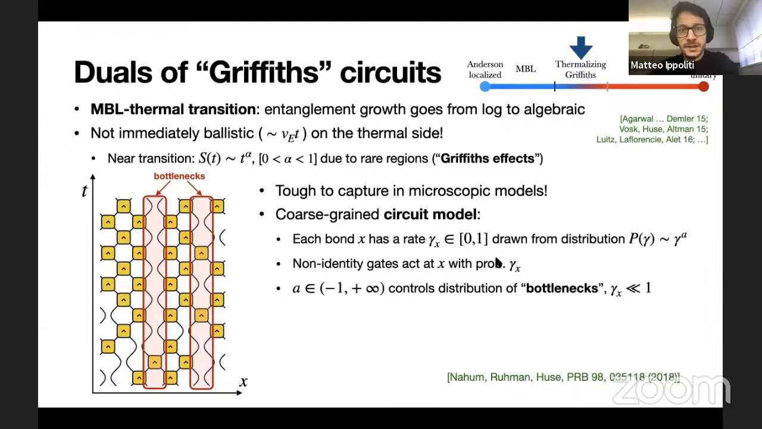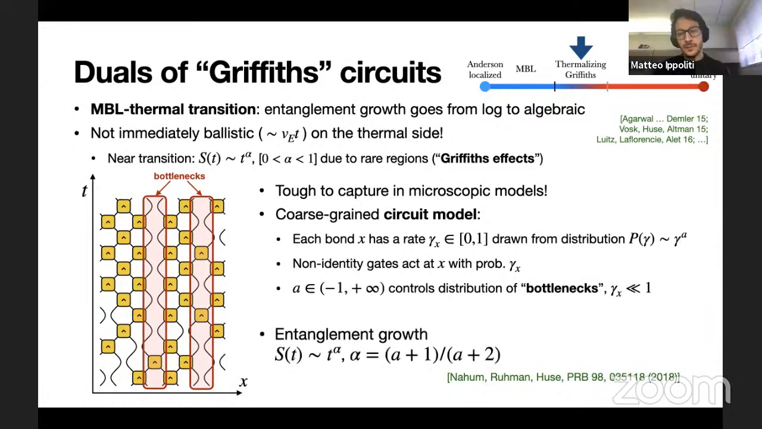So this generates bottlenecks that are locations where the rate is very, very small. And that means that for the most part, those bonds are inactive, and only every now and then they're getting some chance of coupling the subsystems on the left and on the right. So I'm showing a sketch here with two bottlenecks where there's very few gates, right? And by tuning this parameter, you can control what the distribution of these bottlenecks is, how likely they are, and you end up getting an analytically provable scaling of entanglement with some exponent that's exactly tunable between 0 and 1 in this way as a function of this parameter A from here.